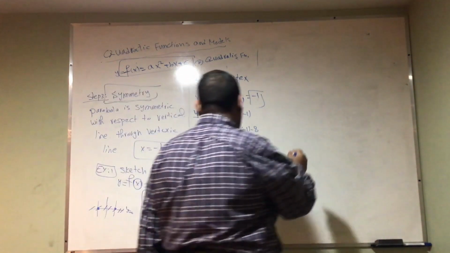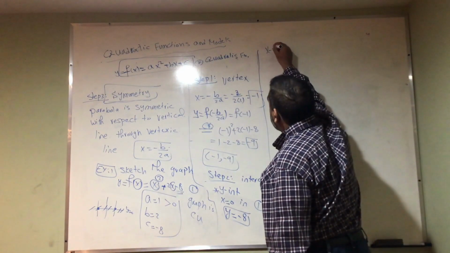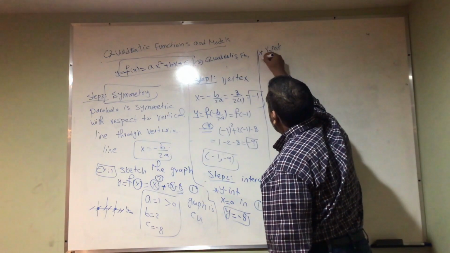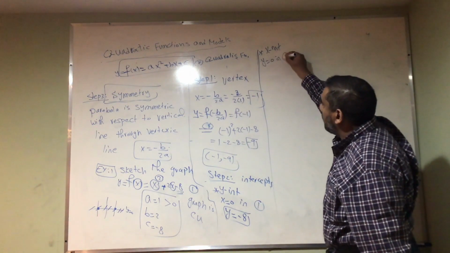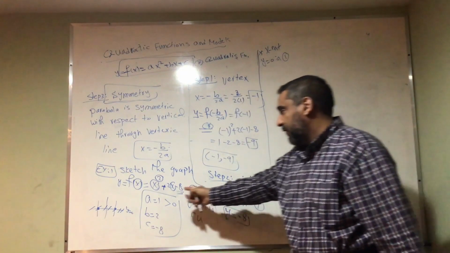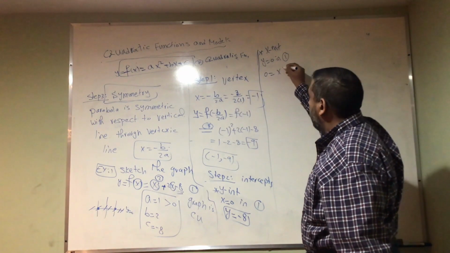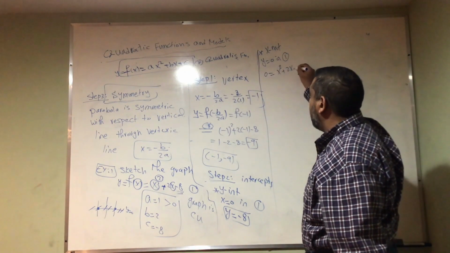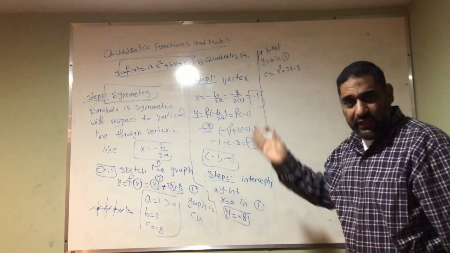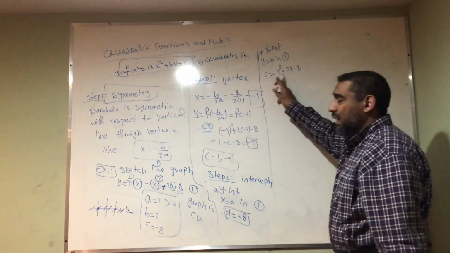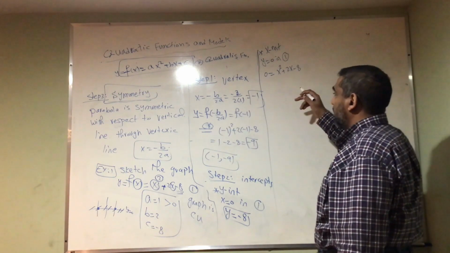Now I need to get the x-intercept. How to get the x-intercept? I have to put y equals 0 in equation 1. If I replace y by 0, you have 0 equals x squared plus 2x minus 8. How to solve this? That is now a quadratic equation. You can use the quadratic formula if you want, or you can try to factor if you can.